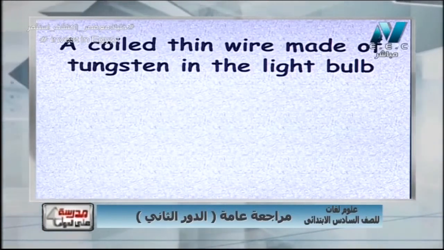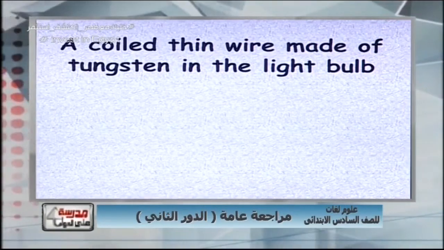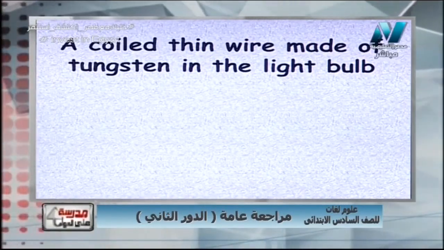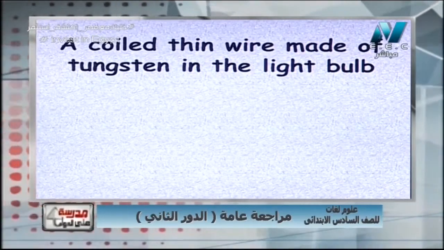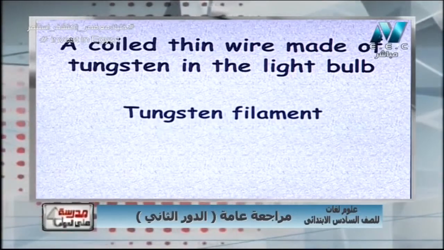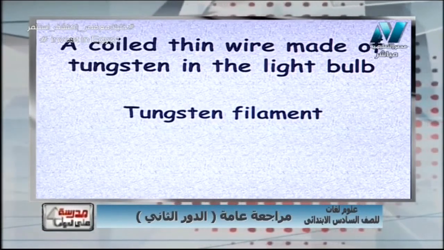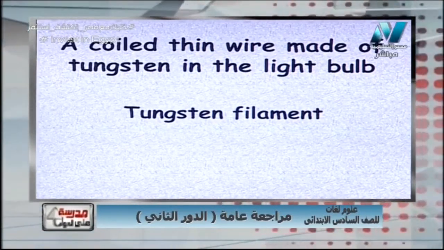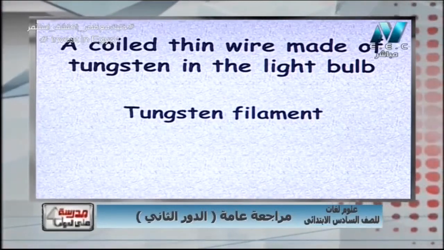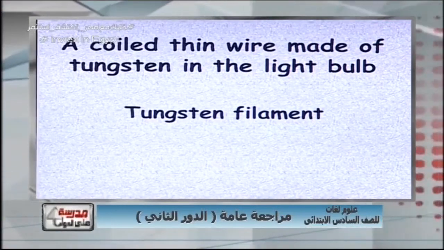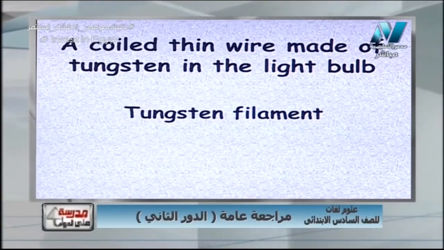A coiled thin wire made of tungsten in the light bulb. Tungsten is a very important element with the highest melting point in the light bulb. Sure it will be the tungsten filament. It is the filament of the light bulb that gives very high light when an electric current passes through it. It will be the tungsten filament.